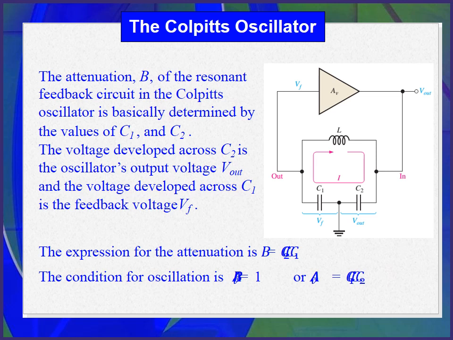As you know, a condition for oscillation is beta into A must be equal to 1. Since beta equals C2 by C1, we can consider the gain as C1 by C2. For the oscillator to be self-starting, beta into A, that is the product of beta and A, must be greater than 1. Therefore, the voltage gain must be made slightly greater than C1 by C2.